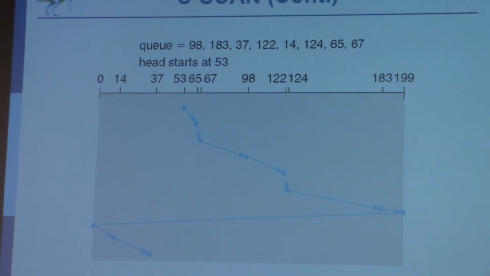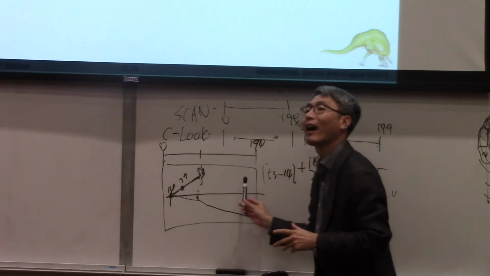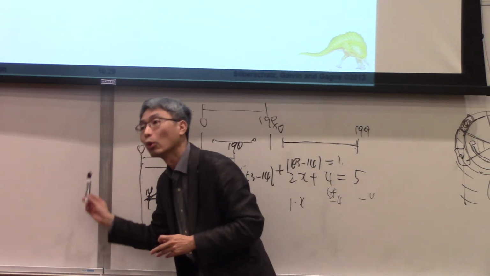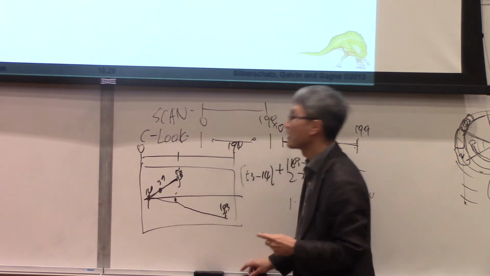The difference between scan and C-scan is one way or two way. Scan is two way, C-scan is one way. Look is the same. The difference between scan and look is whether it touches the ends. There is also a C-look. C-look is where you read the data only one way, up to the highest cylinder number request, then go back to the lowest cylinder number request. Okay? That is the C-look.